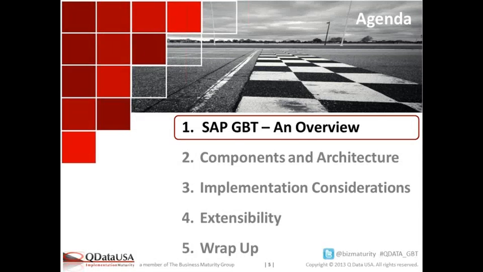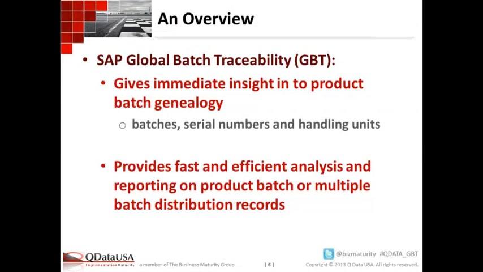So what are we going to cover today? We're going to look at an overview of GBT, so cover some of the stuff that would have been covered last week. We're going to go through the components and the architecture, implementation considerations, extensibility, so how can we change this to fit our process as opposed to the standard one that's provided by GBT, and we'll just do a wrap-up. So hopefully we don't use the whole hour. If you have any questions, like I said, just type them in the bar, and we should have plenty of time at the end to run through it.